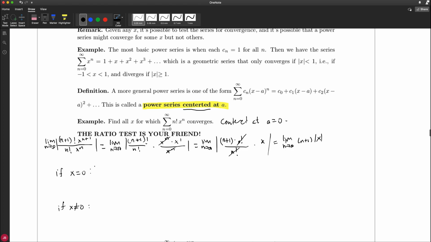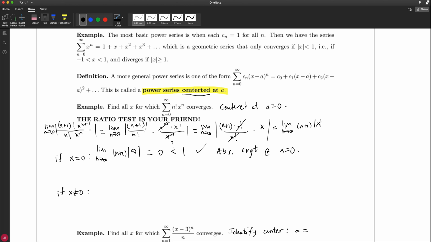So if x is dead on equal to 0, then notice that n plus 1 times x, if x is equal to 0, is automatically 0, right? So that would say that the limit as n goes to infinity of n plus 1 times the absolute value of 0, well, that's just 0, right? And by the ratio test, what does the ratio test say? Well, it says that you need this output to be less than 1, right? So we ask, is this less than 1? Which is yes, and so we get absolute convergence at x equals 0, right?